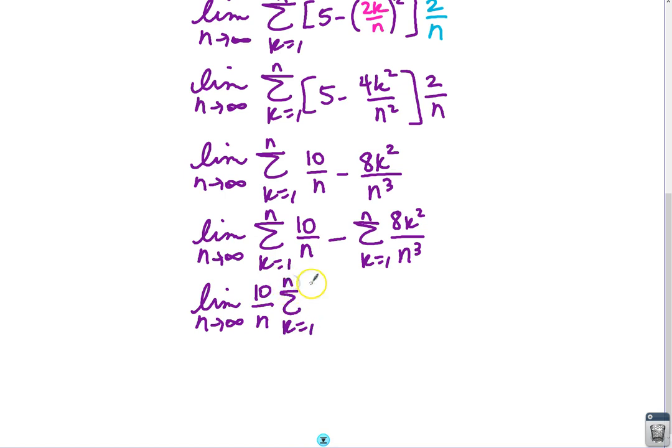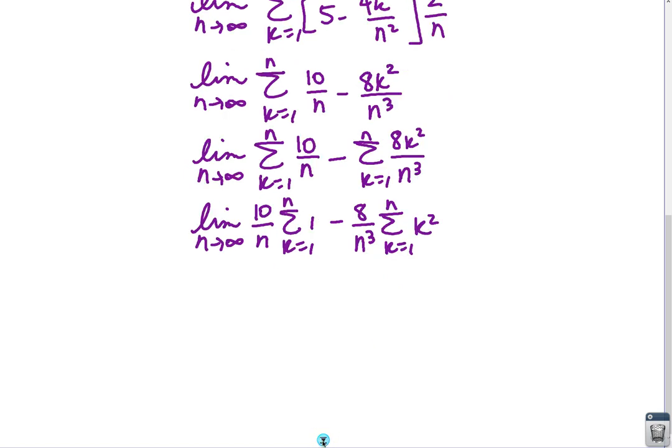The sum from k equals 1 to n of just 1 is all you have left. Then minus, anything besides k is a constant, so bring it out front: 8 over n cubed, sum from k equals 1 to n of k squared. I am doing this because I already know how to do these properties. These are just constant multiples, because anything besides k is a constant. N is just some arbitrary number that we don't know, so we're treating it like a constant.